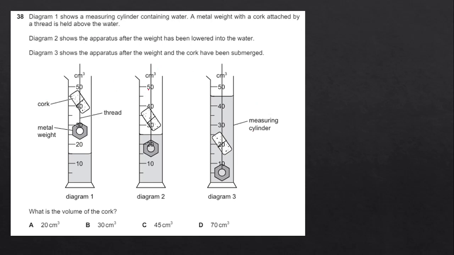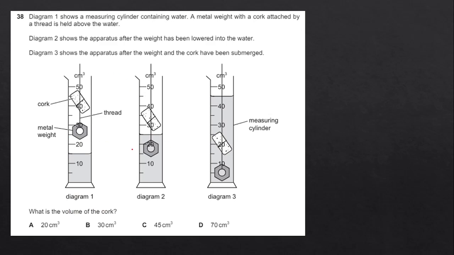Question 38. Diagram 1 shows a measuring cylinder containing water. A metal weight with a cork attached by a thread is held above the water. Diagram 2 shows the apparatus after the weight has been lowered into the water. Diagram 3 shows the apparatus after the weight and the cork have been submerged. What is the volume of the cork?